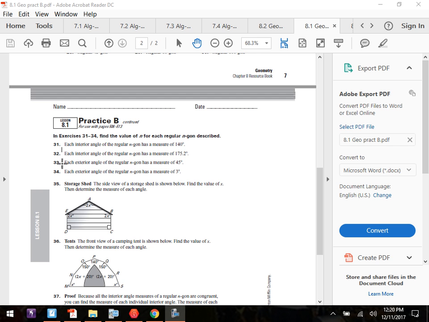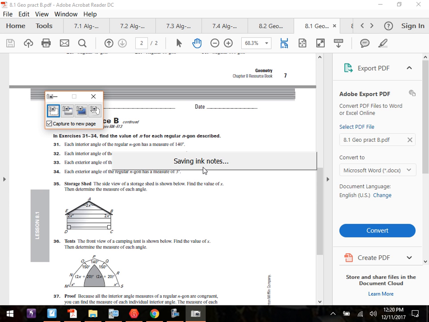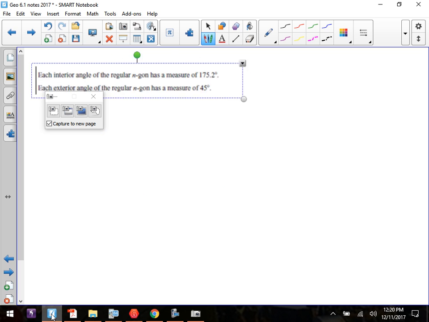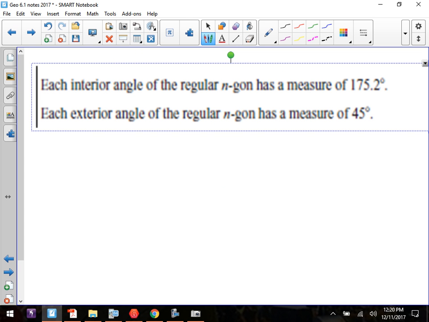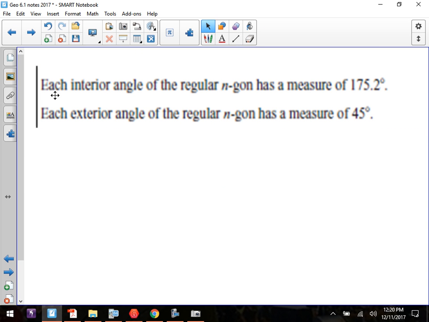Figure out how many sides these two have. Take a second. One of them has an interior of 175.2. The other one has an exterior of 45. Take a minute to figure out how many sides there are. Please.